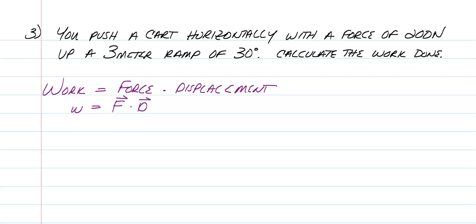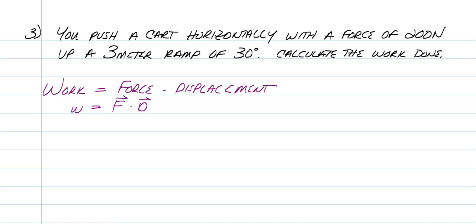Now, again, it's kind of helpful to think about this if you're drawing a picture. One nice thing is when you're pushing something horizontally, that means your angle is 0. So that'll give us a little bit less work to do. The work formula is force times the displacement. Displacement would be like your angle and the type of ramp that you're working with. So we're going to have W is equal to our force vector times our displacement vector.